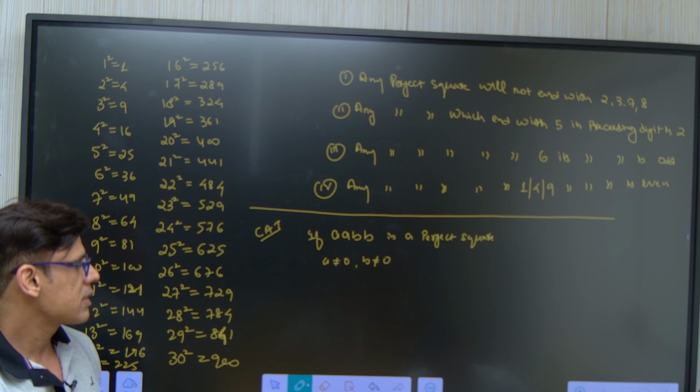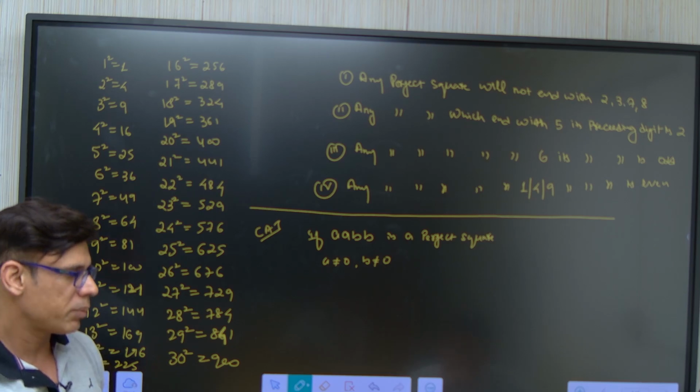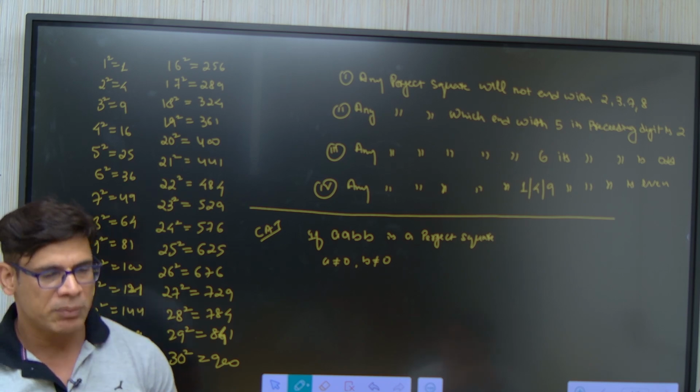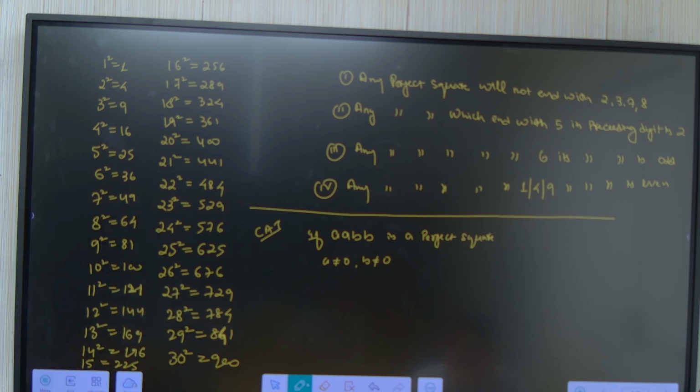Right? And how many such numbers are perfect squares in the form of AABB? AABB means the first two digits and the last two digits are the same. So it's a 4-digit number which should be a perfect square. How many numbers are there of the form AABB and at the same time a perfect square? For example, 1122. Is it a perfect square? Or 2233, is it a perfect square?